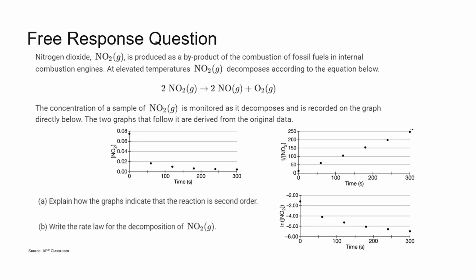Letter A, explain how the graph indicates the reaction is second order. Letter B, write the rate law for the decomposition of NO2 based on your answer in A. This looks like it could be your FRQ, right? So it tells you that it's second order. How do you know it is second order?